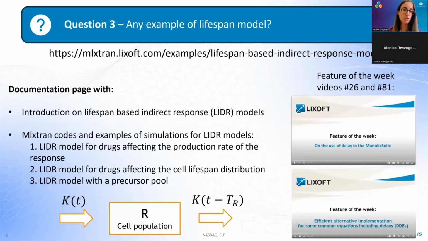Another similar question is for a lifespan model. I admit that this one is a bit more difficult to find as it is a more advanced and less common type of model. But we do have a documentation page whose link you can find here that gives an introduction on the lifespan-based indirect response models, which are models that look like this, where the inhibition rate of a cell population is equal to the production rate, but with a delay.